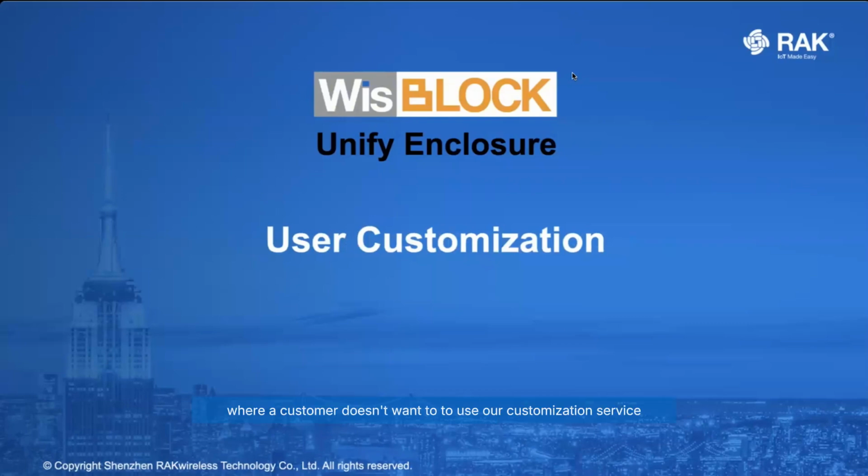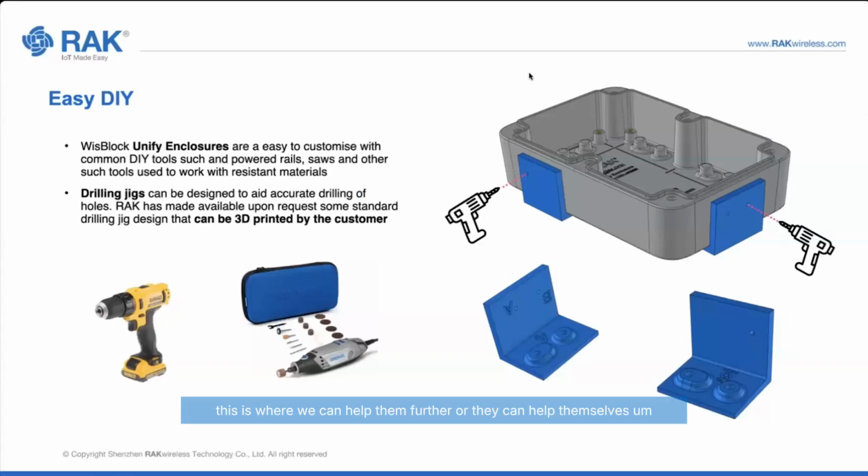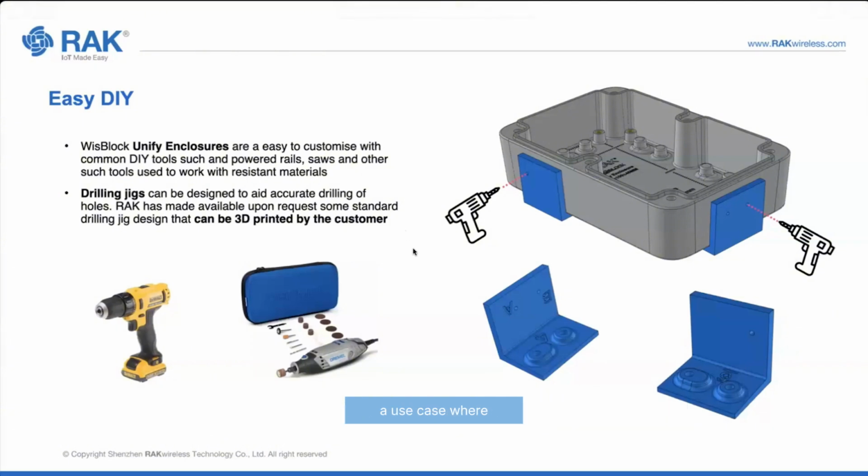So where a customer doesn't want to use our customization service, maybe because of speed or cost or some other reason, we have opportunities where customers can do their own thing, or maybe their customization is very, very simple. They just want to drill holes and they're happy with that. This is where we can help them further, or they can help themselves. And in this example, we have a use case where we have designed drilling jigs for these blue pieces in this image, and they're 3D printed. Many customers actually have access to 3D printing even in-house, and these provide a very accurate location where a customer can drill the hole that they need to access the hardware that they need.